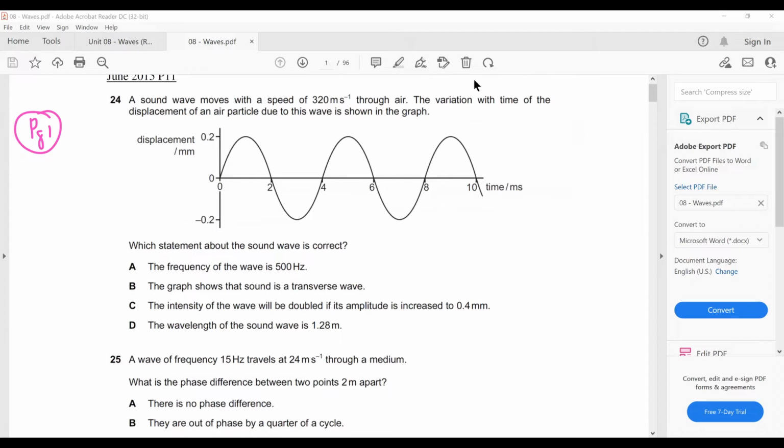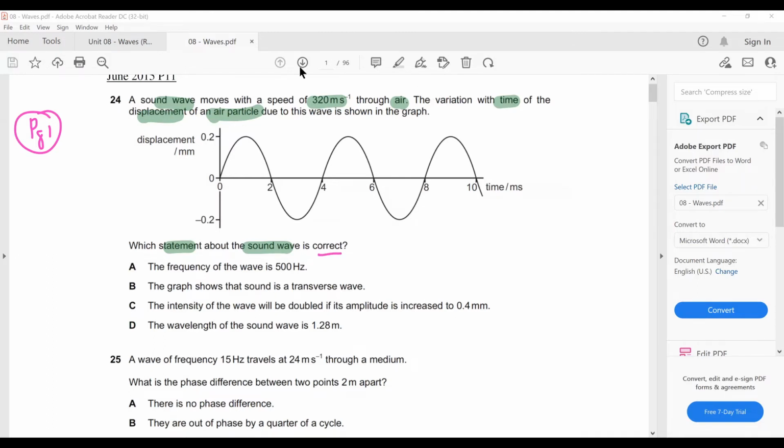A sound wave moves with speed 320 meters per second through air. The variation with time of the displacement of an air particle due to the wave is shown. Which statement about the sound wave is correct? Right. This question actually has a bit to do with what you learned in the previous lesson. Now, which of these statements is the correct one? Let's try and see this one by one.